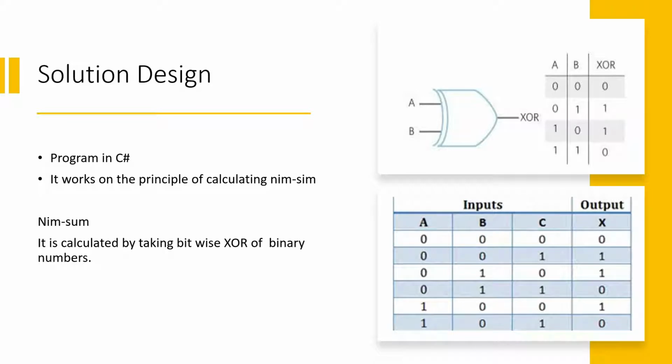I have created my program in C#. It works on the basis of XOR of binary numbers. XOR is exclusive OR. If two inputs are the same, the XOR is 0. But if they are different, then the XOR is 1.